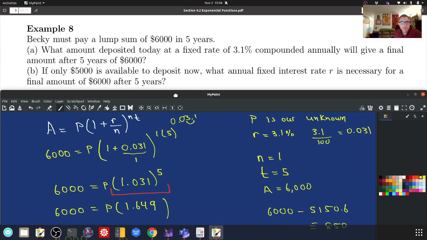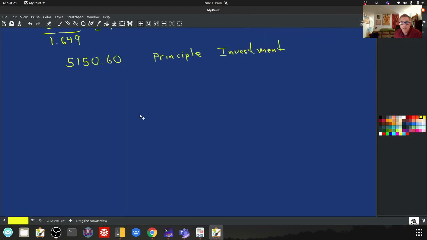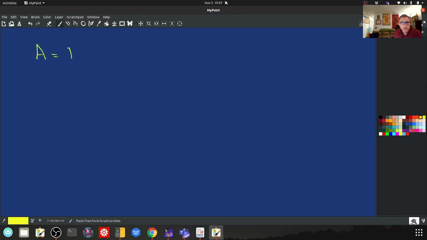If only $5,000 is available to deposit now, what annual fixed interest rate R is necessary for a final amount of $6,000 after 5 years? So now we literally use the same technique, except in this case, our unknown is R. Our R is our unknown.